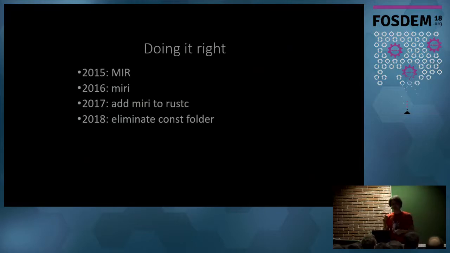So last year, I added Miri to rustc, as an experiment where we were running the old const evaluator next to the new one and comparing them. Just to make sure we're not introducing any weird stuff that we don't want to have. Because right now we just want to get the new Miri so we can get new features in the future, but we don't want to break anybody's code. So that was running in December.